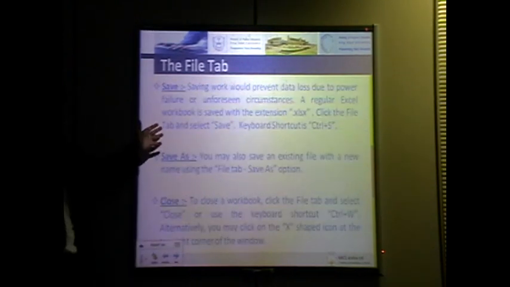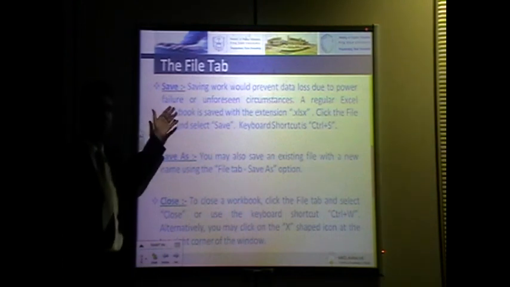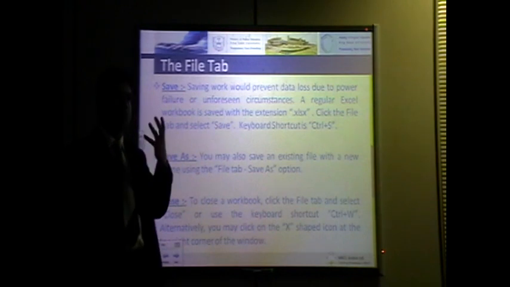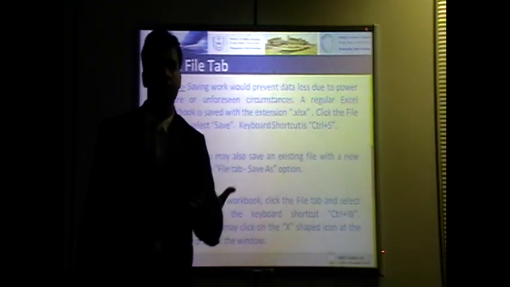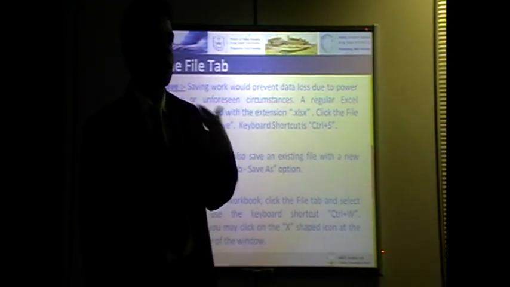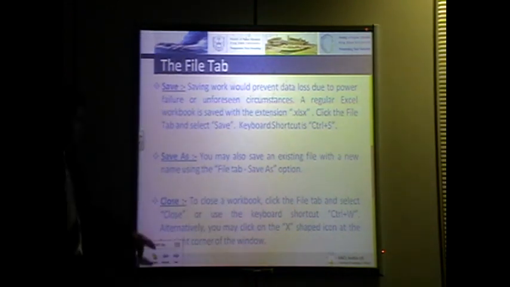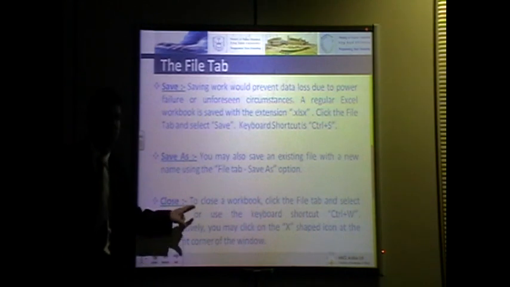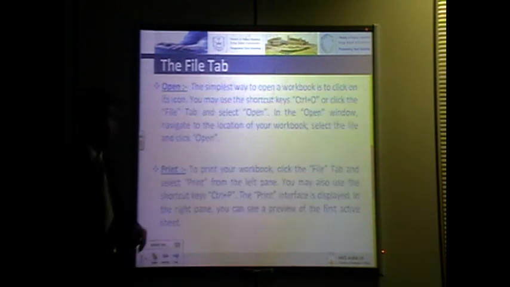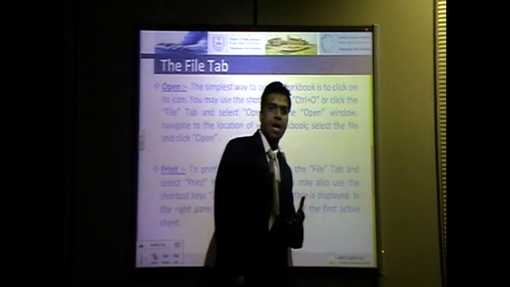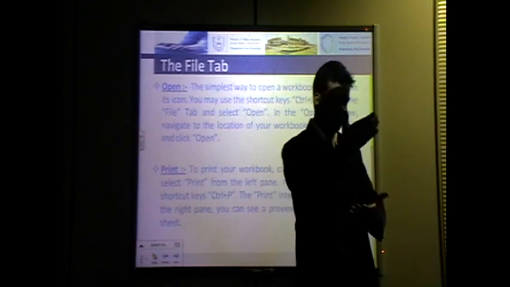As I explained, the file tab contains Save. It is used to save a file. Save As is to save the file with a different name or with a different type. Close means you can close the file, but Excel will be open. Open, you can open any file. Print command on the file tab is used to print the Excel sheet.